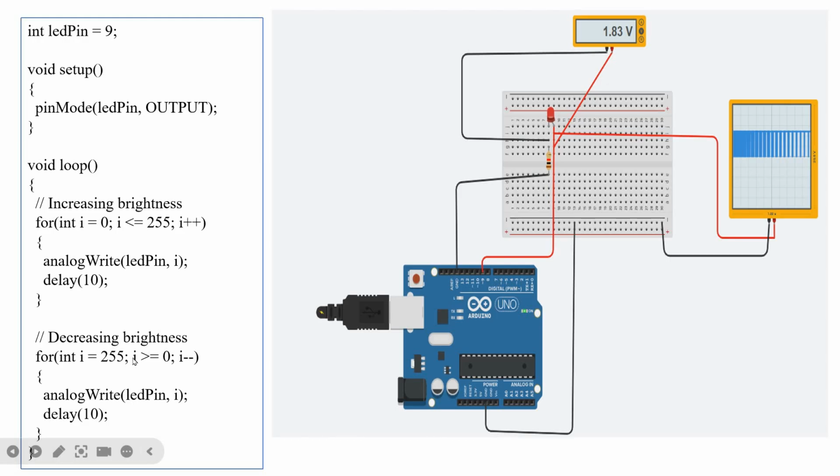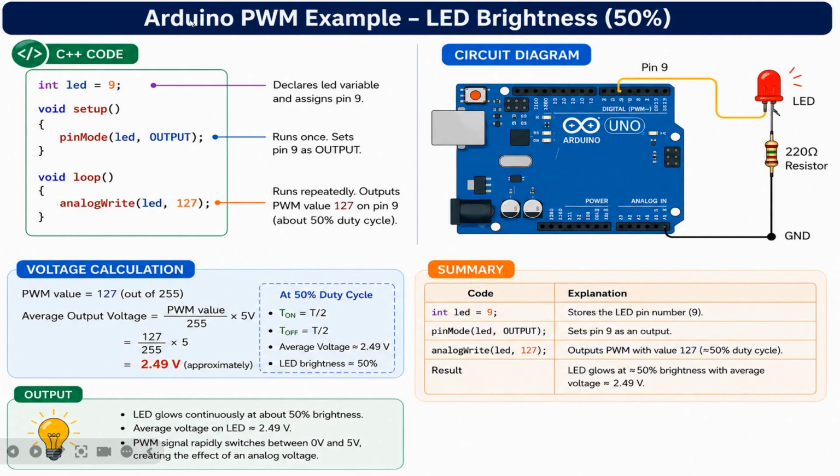This is the program which we'll be seeing, and this is the connection. When we connect an LED, we can see the output on an oscilloscope, and also we can see the voltage. This is the average output voltage. And this is another example of Arduino PWM.